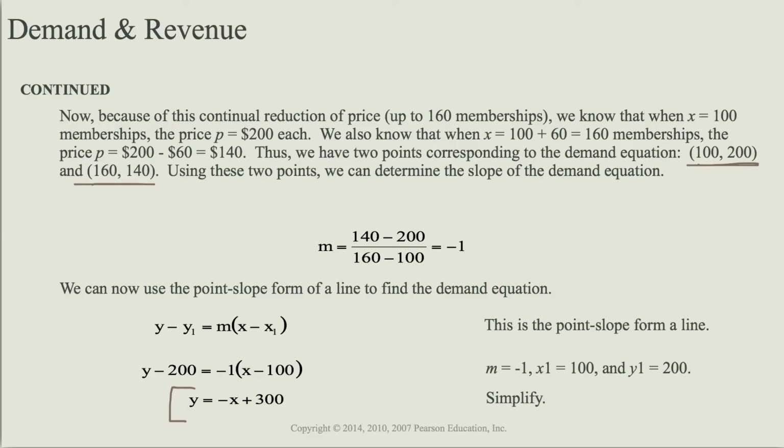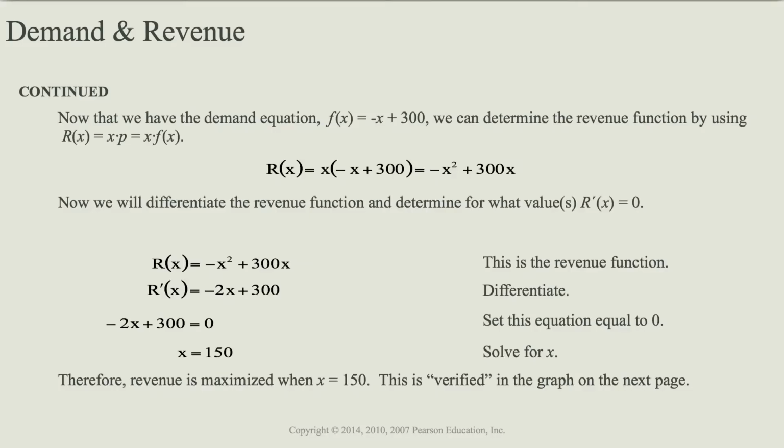Once we have our demand function, we can figure out what the revenue function is, knowing that the revenue equals x, the number of units that we're selling, times p, our demand function. So here we have our r of x. Our revenue is going to equal x times our demand function, which is -x plus 300. Again, if we want to optimize this, we take its derivative, set it equal to 0, and solve. We see that if they offer 150 memberships, that's the point where they're going to maximize their profit.